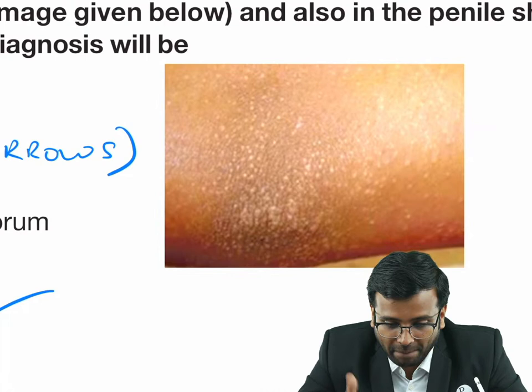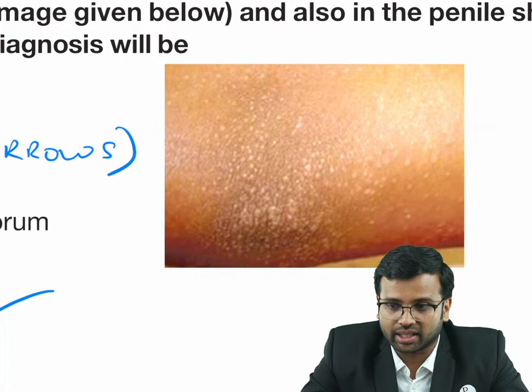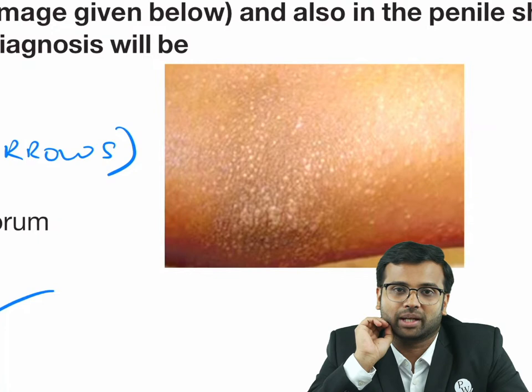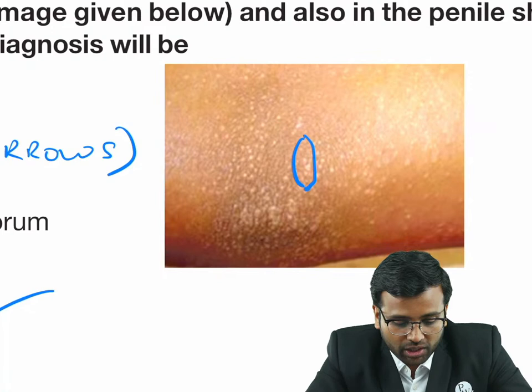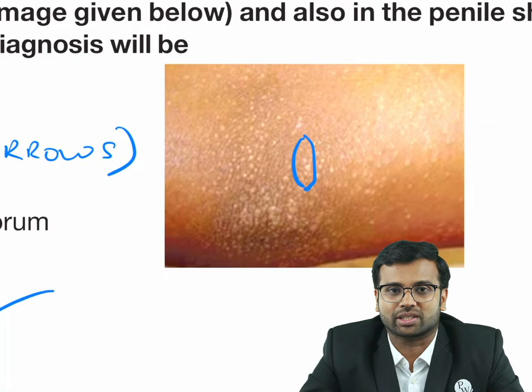So just see what is happening in this image. In this image, what you can see right now is that there are multiple pinpoint papules present over the elbow. If there are these kinds of papules and you excise some portion of the skin and send it for histopathology, you can see a very typical histopathology in these kinds of lichen nitidus patients. And what is the clue?